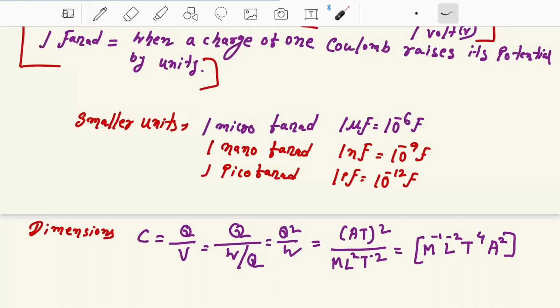Now what is the dimension of capacitance? You see C equal to Q by V, that is coming from the formula. Now V can be written as W by Q, because we know that W is the potential energy and that is related to potential as Q into V. So C can be written as Q square by W. Now what is Q? Q equal to I T, current into time. So Q square equal to A square T square. Now what is the dimension of work done? F into S. Just put this value and finally we'll get the dimension of capacitance. By this way you can calculate the dimension of capacitance, which is very important.